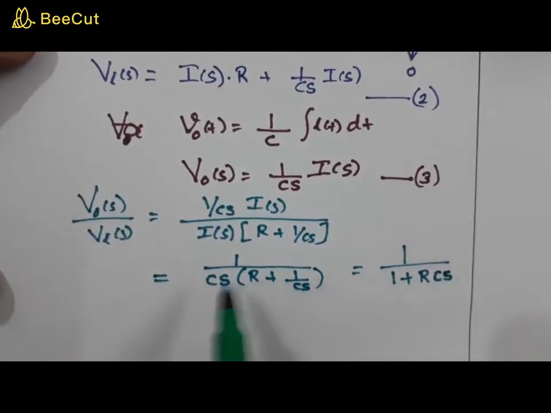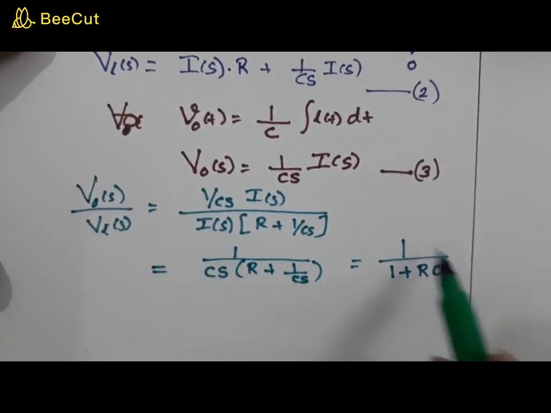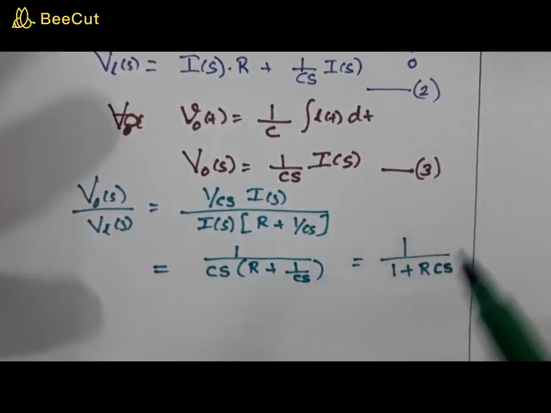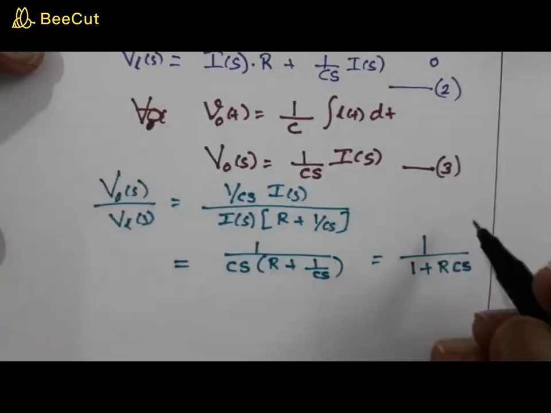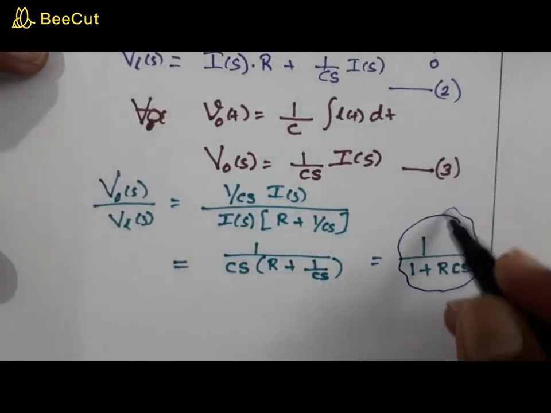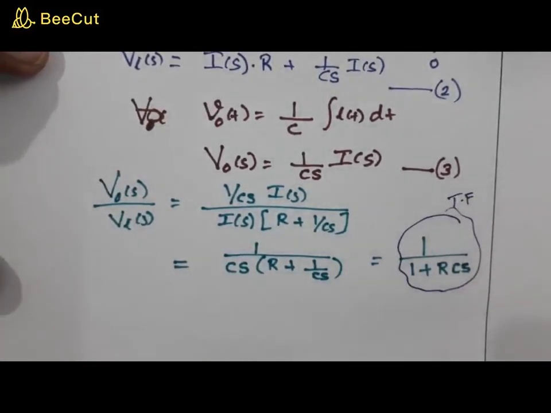Okay, I'm just changing the order, that's all. So this becomes 1 by 1 plus rcs. And what is this? This is actually your transfer function, right? This one is your transfer function.